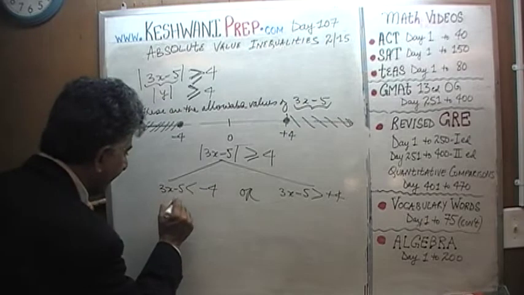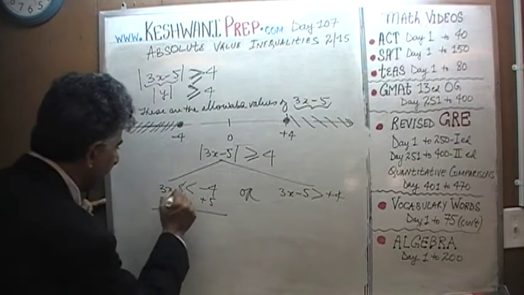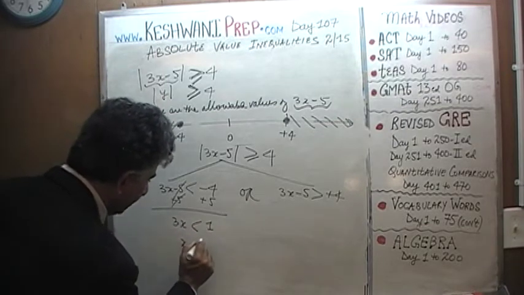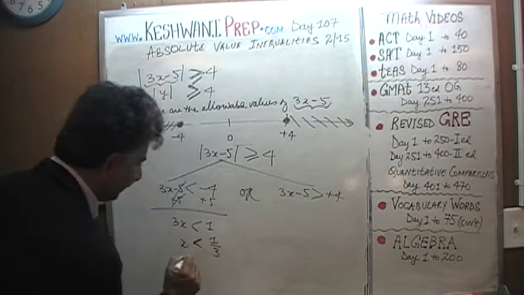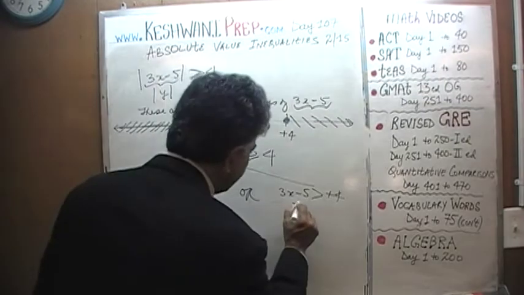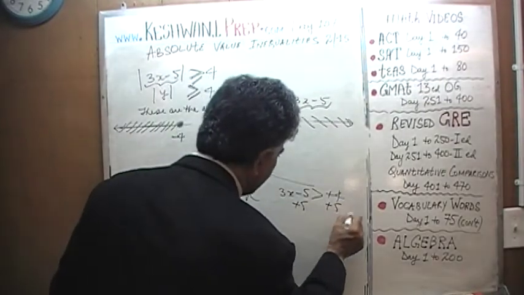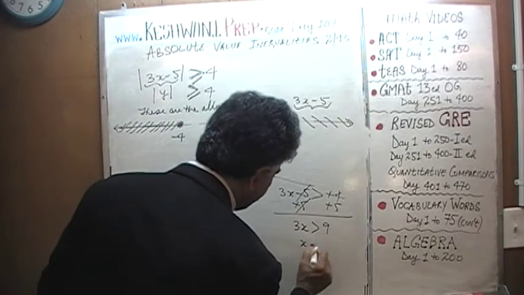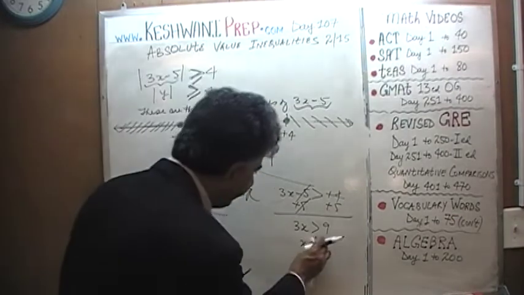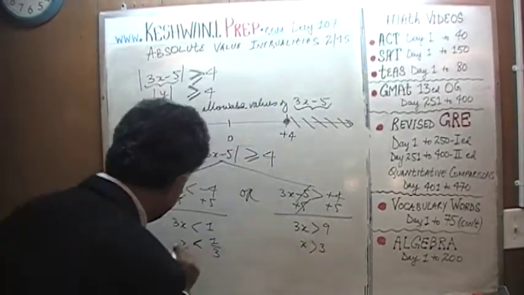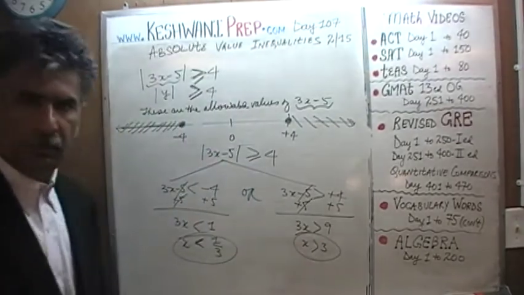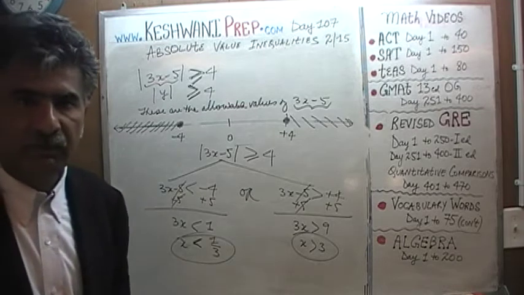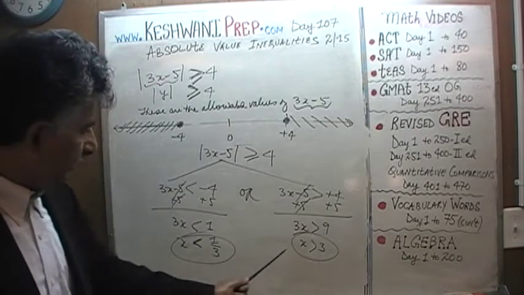Let's do that. Let's add 5 to both sides. 5 is going to cancel out, and 3x is less than 1, which means x has to be less than 1/3. And similarly here, we have a positive 5 on both sides. We add positive 5, and 3x is greater than 9, which means x is greater than 3. Now, do you recognize these two points? These were the points that we found earlier when we were solving for x, 1/3 and 3.